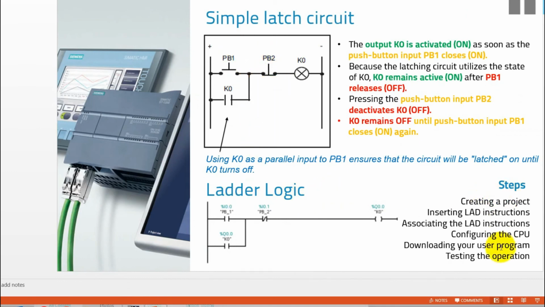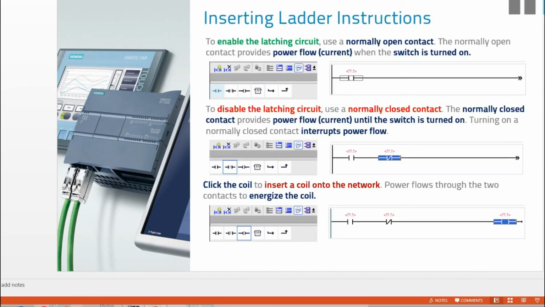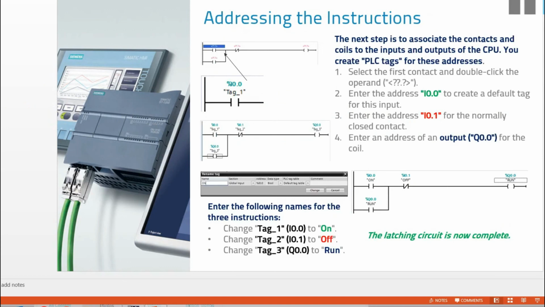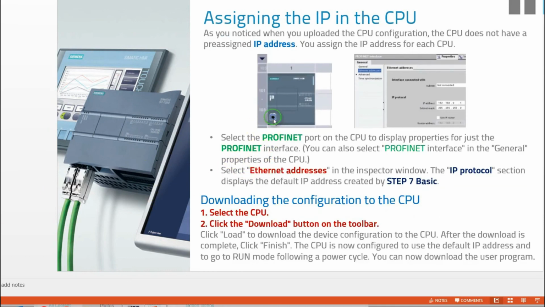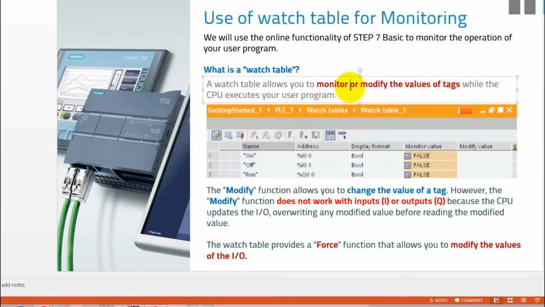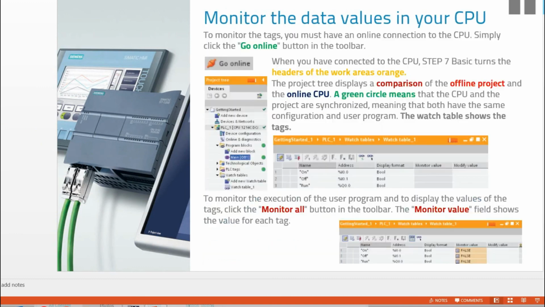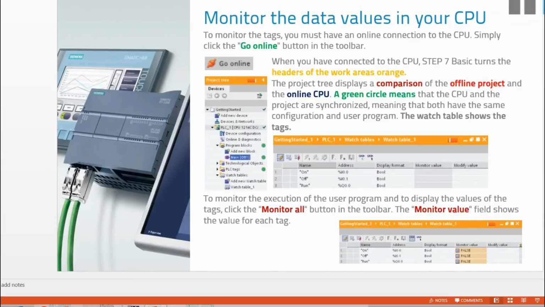Simple latching circuit, these are the steps which we have followed. So the first step was creating the project. Second was inserting the ladder logic, then addressing the ladder logic. Then comes configuring the CPU, then we added the IP addresses. Then we downloaded this logic. We have tested the operation in our PLC. Then we have used the watch table for monitoring our inputs and outputs. We have monitored the values in this table, and that's all we have done today. So this is the summary.